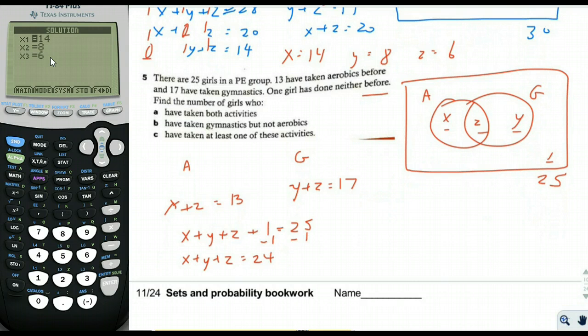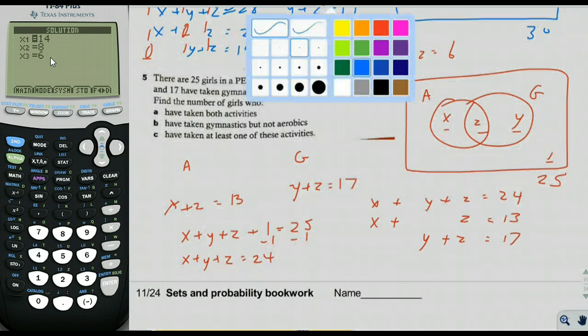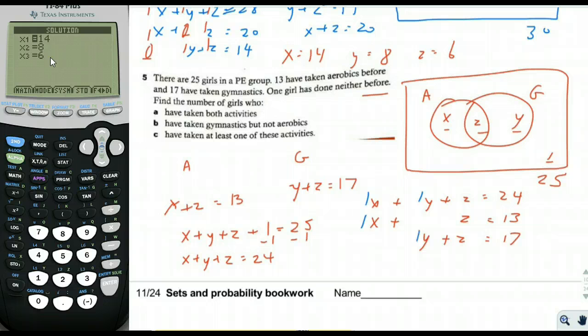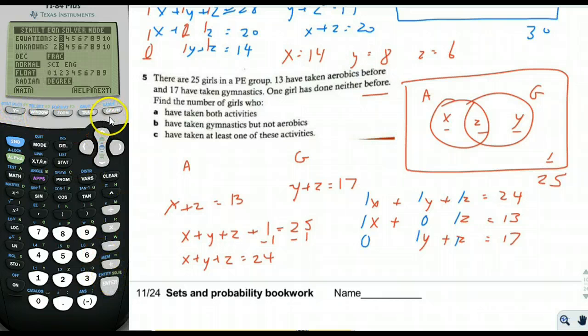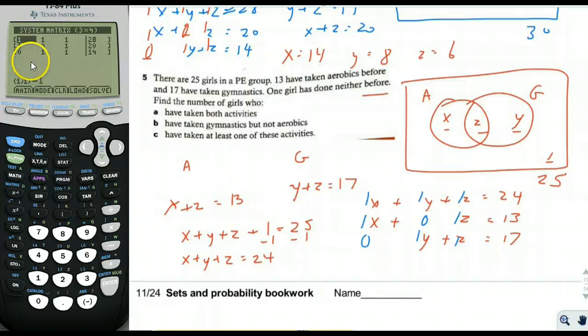I'm going to write it here because I ran out of space there. x plus z equals 13. y plus z equals 17. Okay, so now I'm going to write my coefficients in there. 1, 1, 1, 0, 0. Now I'm going to type it in my PolySMLT. Still a 3 by 3. 1, 1, 0, 1, 0, 1, 1, 1, 1. Those are all right because, let's see, 24, 13, 17.